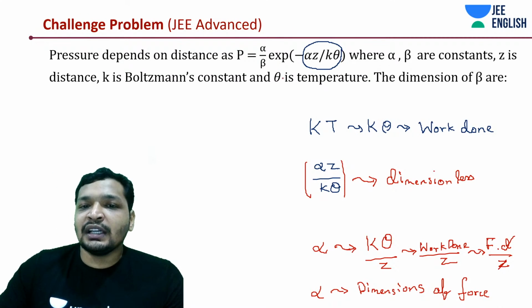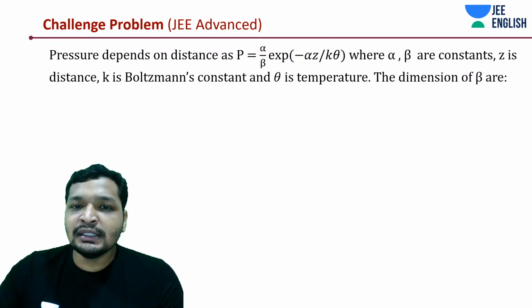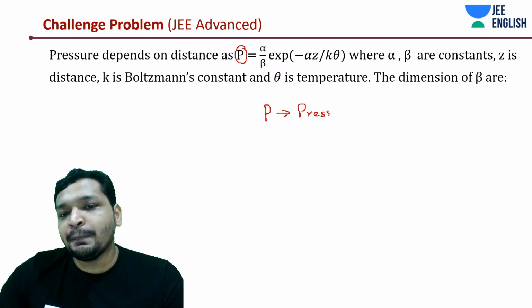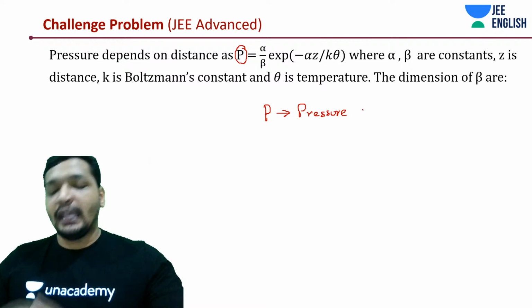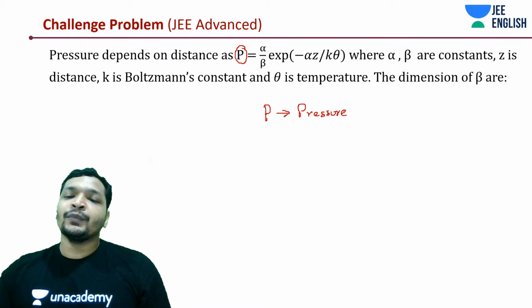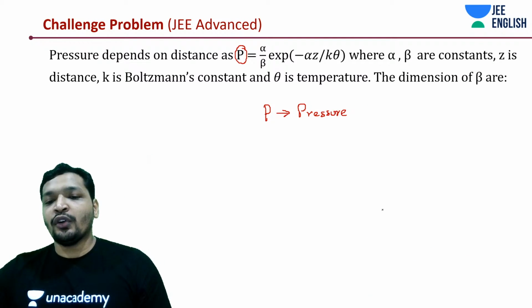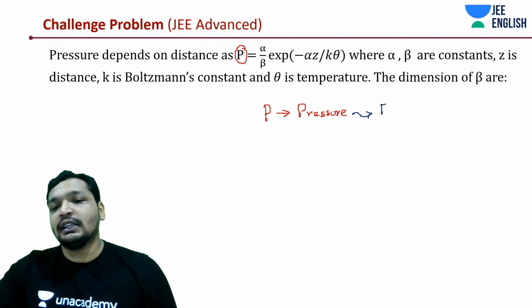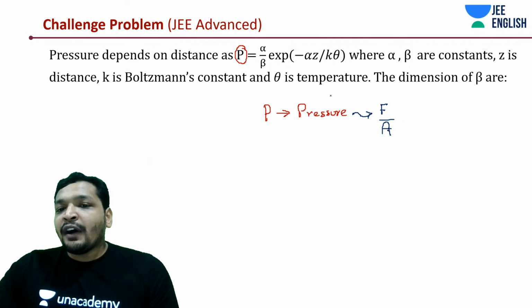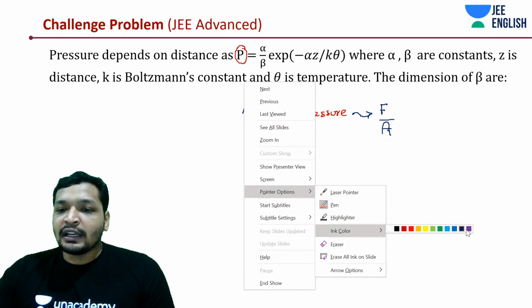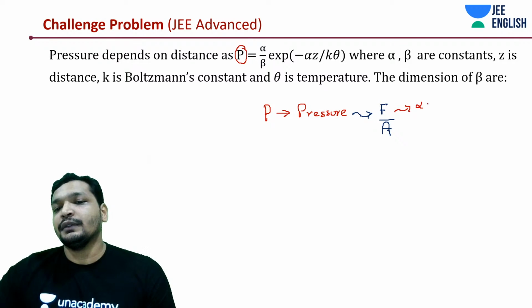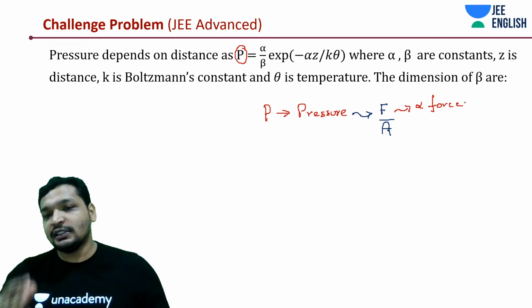Now the exponential does not add any weight to it. And what is this? This is pressure, I believe. Pressure is force per unit area. Don't go through the entire dimension analysis in JEE Advanced. Sometimes you have to do it, but mostly you don't. Force per unit area. α corresponds to force. Then what should β correspond to? Area.